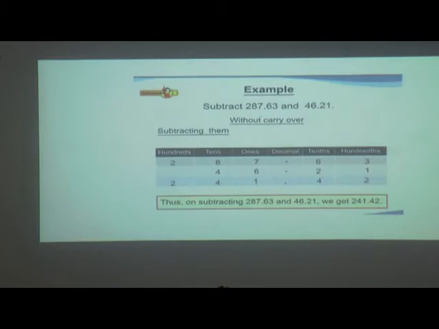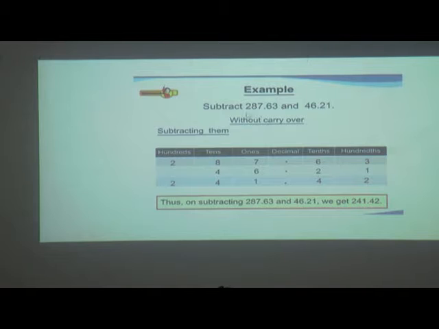We will see subtraction now. We will see one example without carry forward, because we have to do the same as what we do in normal addition and subtraction. We will see one example here which is already explained to you.